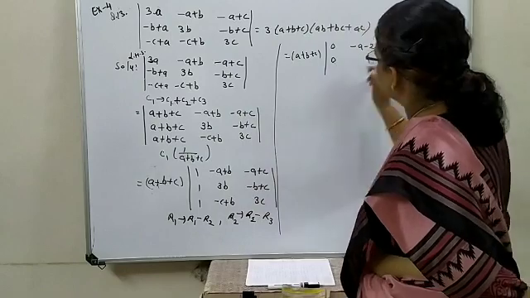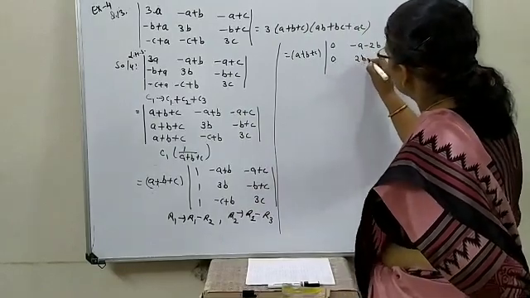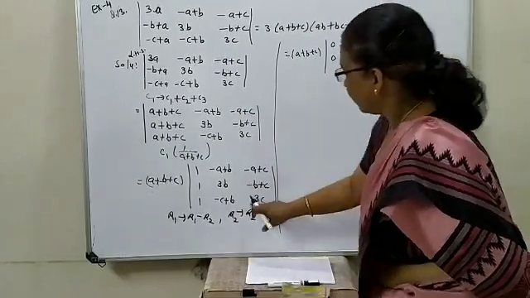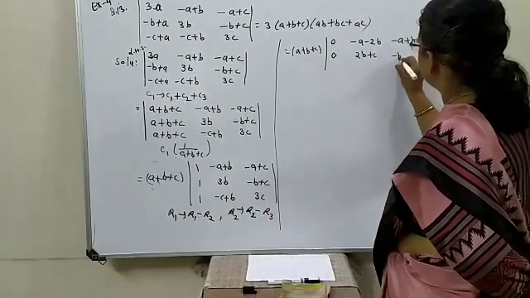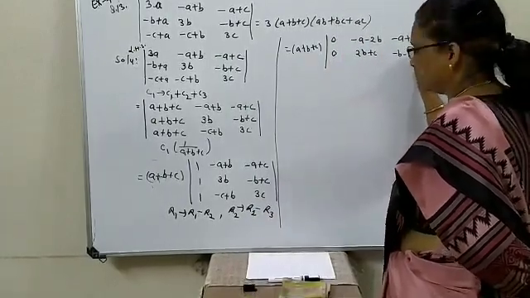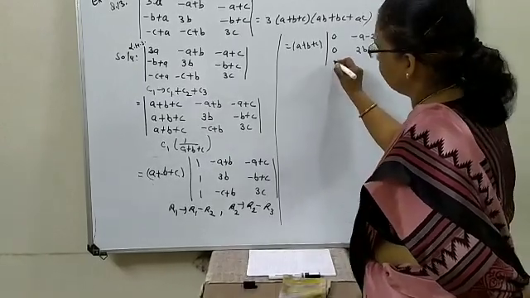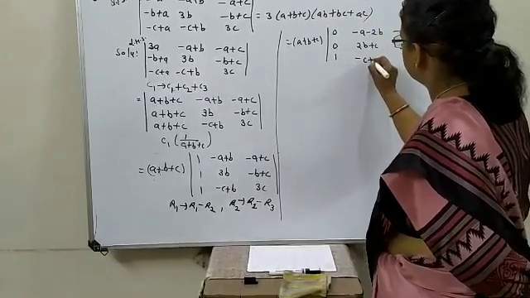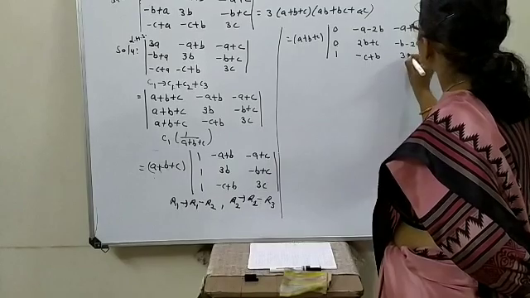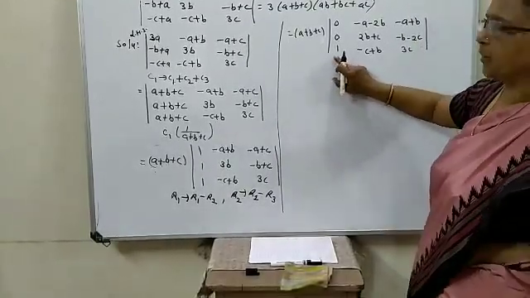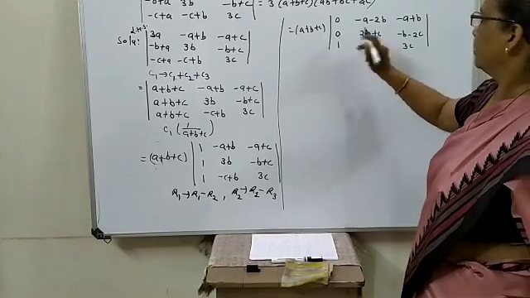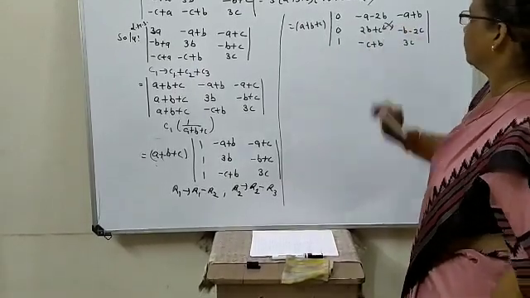Here this will give you 2b plus c. Here on subtraction this will give you minus b and minus 2c. Last row will remain unaffected. Now with respect to this one, go for the expansion. So this way it is to be performed.